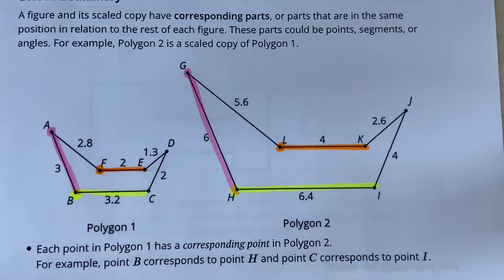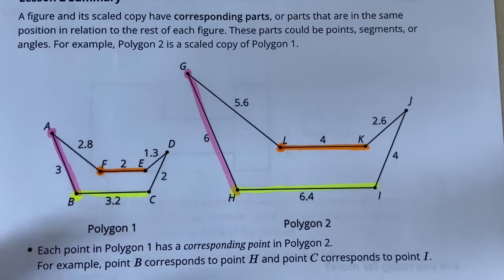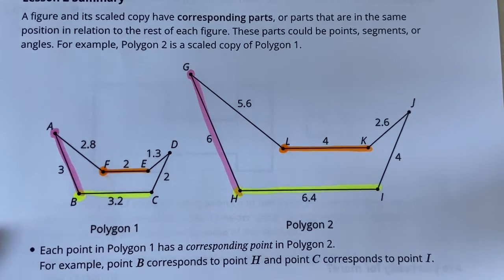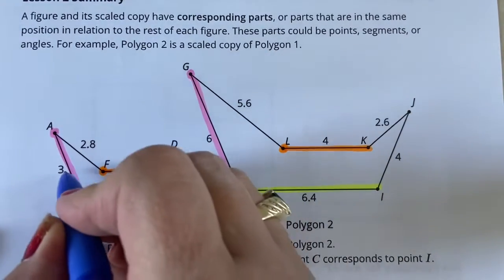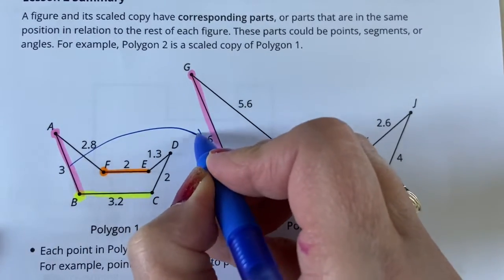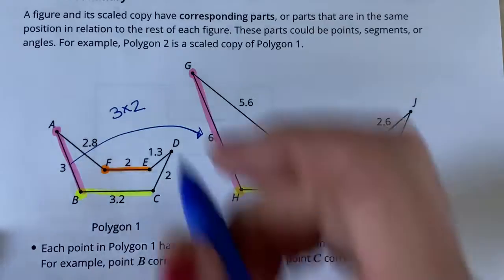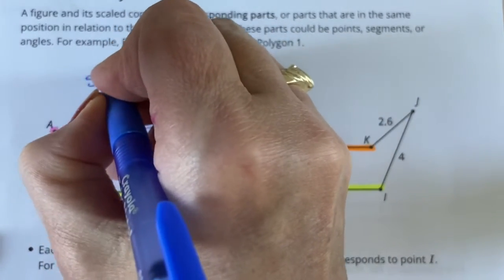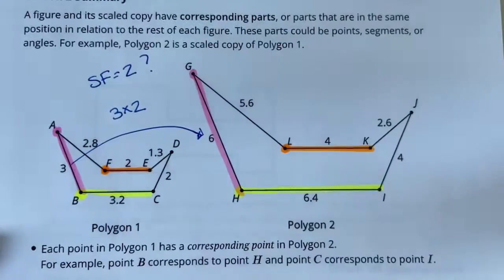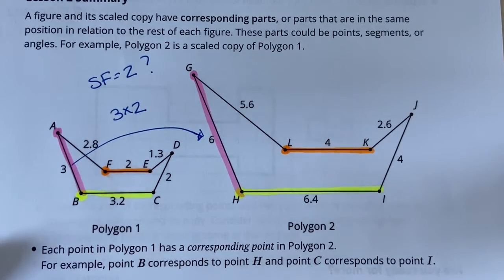The third thing I'm going to check is, do they have a scale factor? So I'm going to go with the easiest one I can pick. How do I get from 3 to 6? I did 3 times 2. So that means my scale factor is 2. Okay, I only have a scale factor if it works for all of them. If it doesn't, then there's no scale factor. It just isn't corresponding, okay?